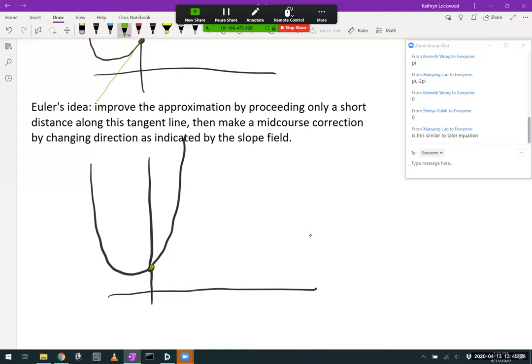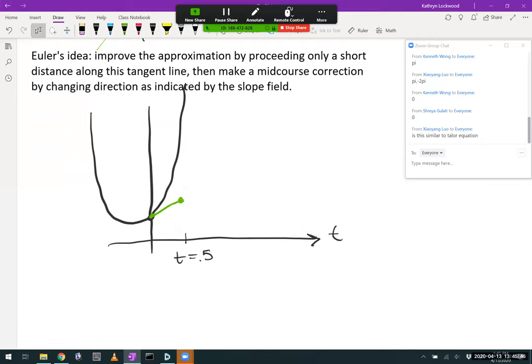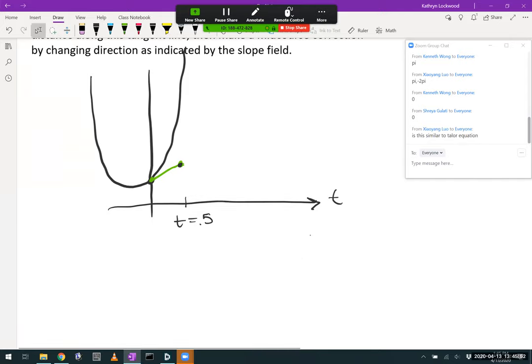Right, so here we're gonna take the original tangent line, but I'm only gonna go out a little ways. Let's go out until t is, say, 0.5 along the t-axis. I can figure out what the endpoint of this little green line segment is by plugging into the equation for the tangent line. L of 0.5 is 0.5 plus 1.